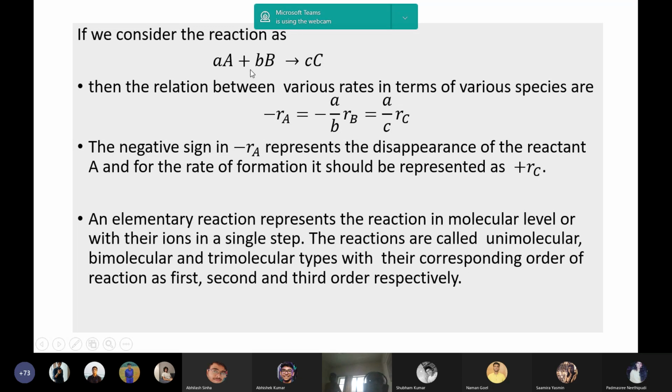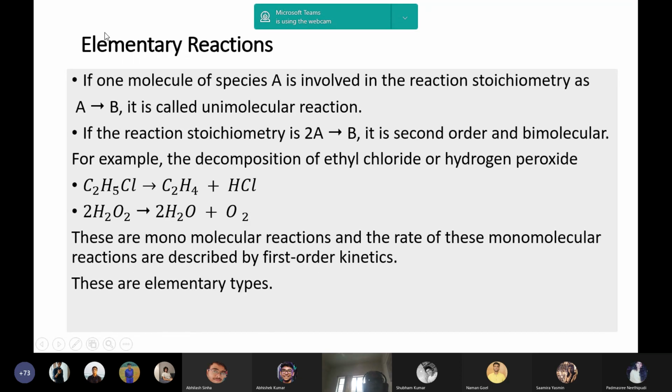But if multiple steps are involved in the reaction, it is called non-elementary type, and their order we cannot express as first order, second order, or third order. There may be fractional order or negative order. Anything is possible for non-elementary type. For example, if the reaction is A to B or 2A to B, these are elementary type, and their orders are first order and second order respectively. It is unimolecular, and it is bimolecular.